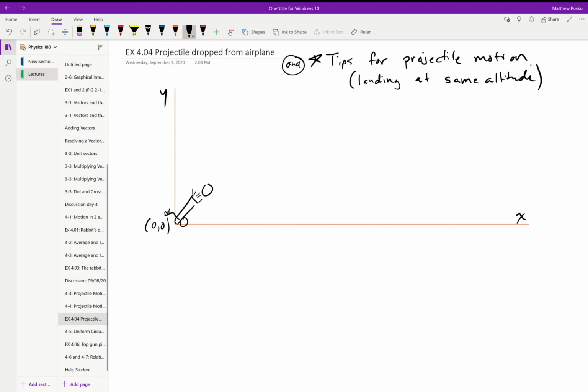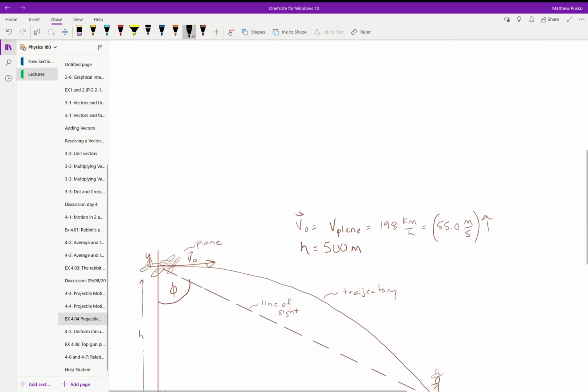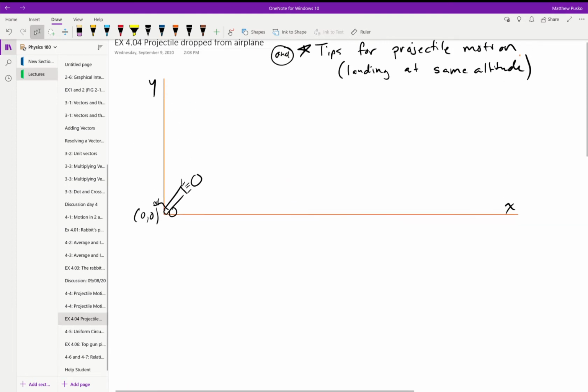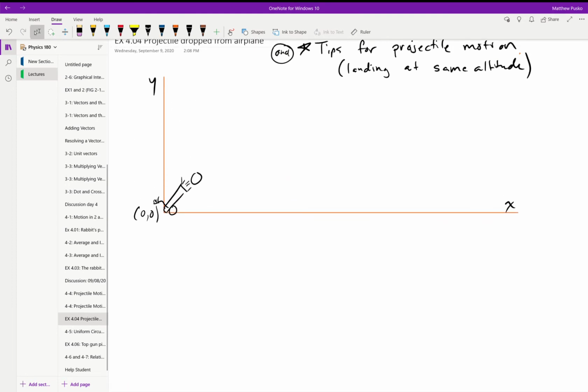Okay, I'm going to do example 4.04, but it's dropping a projectile from an airplane. But before I do that, I'm going to talk about what happens if we launch something from the ground and it returns back to the ground, or from some altitude h. It could be at the top of the building, but it lands at another building at the same altitude.